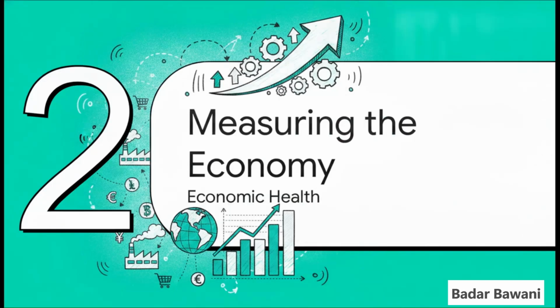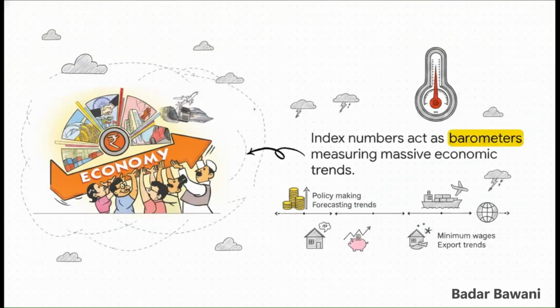Section 2. Measuring the economy's health. You'll often hear economists refer to index numbers as the barometers of economic activity. And why is that? Well, just like a meteorologist uses a barometer to predict a massive storm rolling in, policymakers use index numbers to study huge trends, frame economic policies, and forecast future economic activity. So whether a government is trying to fix minimum wages based on the cost of living, or they're predicting future export trends, they absolutely rely on these barometers to make informed, data-driven decisions.